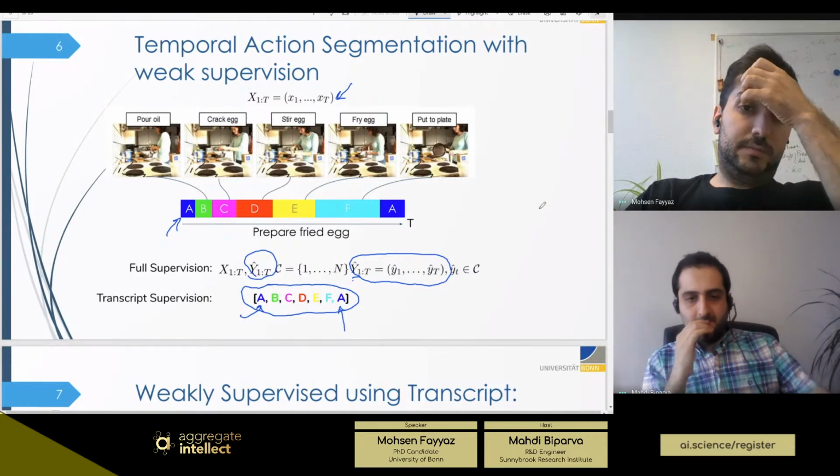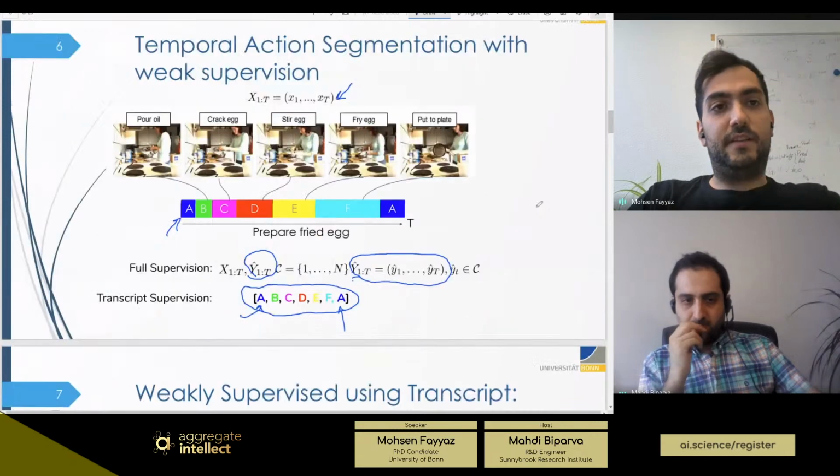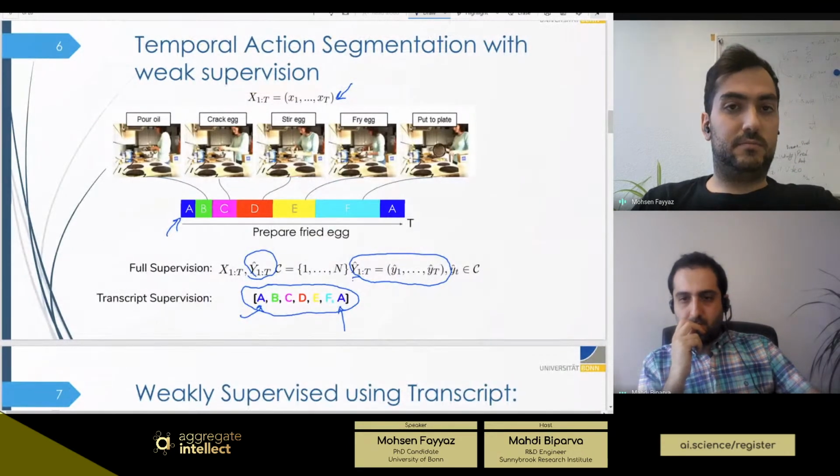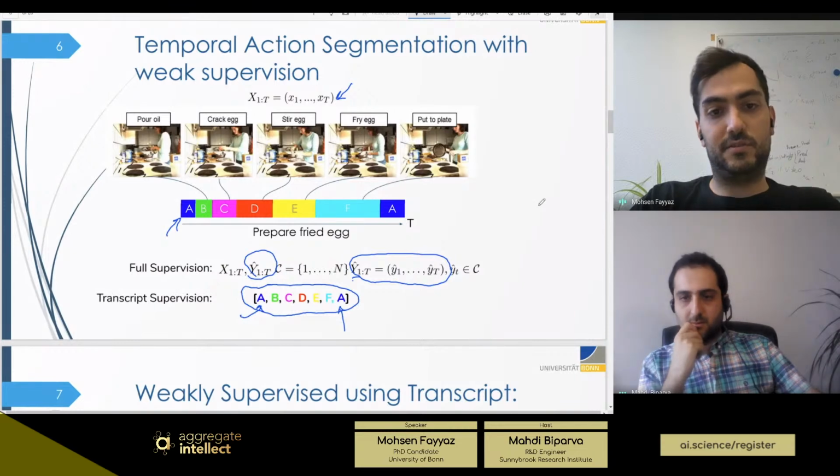Even, for example, in NLP, we have these sequence-to-sequence problems, but there we are translating a sentence from one language to another language. So the difference is not as high as what we have here.